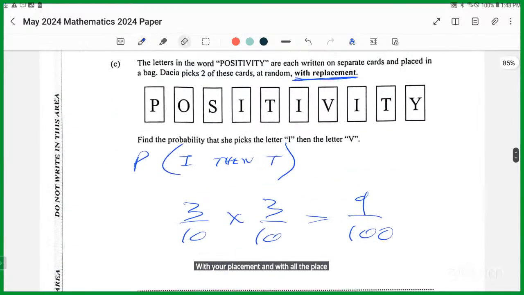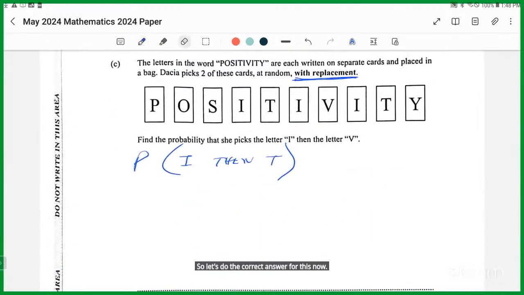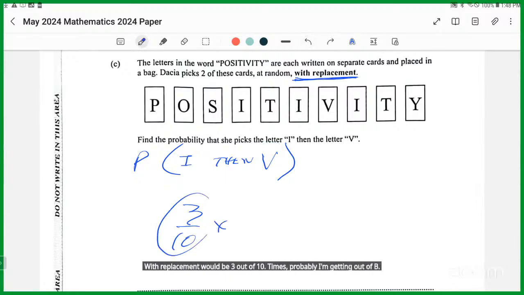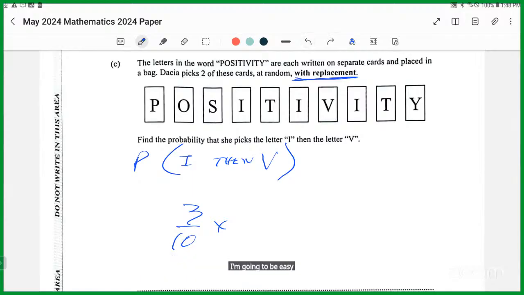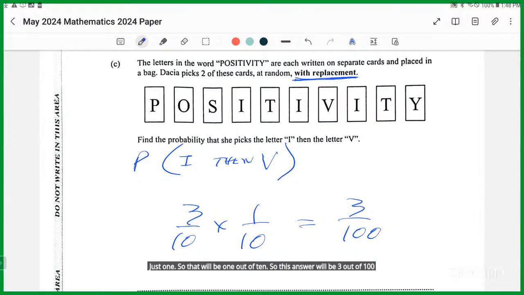So let's do the correct answer for this now, which is the I and the V. If it was an I and a V as it is here, the probability of getting an I first with replacement would be 3 out of 10 times the probability of getting a V. Remember, the one that came out is put back in the bag. How many V's do you have? Just 1. So that will be 1 out of 10. So this answer will be 3 out of 100. So this is the actual answer for the question, getting an I and then a V.